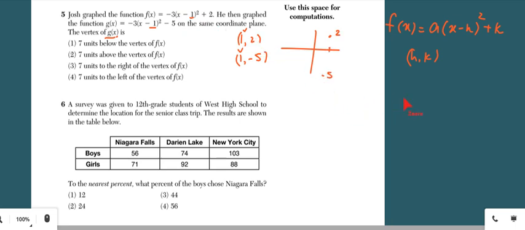This is at 2 and this is at negative 5. So what is the difference between both of them? It is 2 minus negative 5, which is 2 plus 5, that equals 7. Okay, so that means the vertex of g of x is 7 units below that of f of x. Clear?